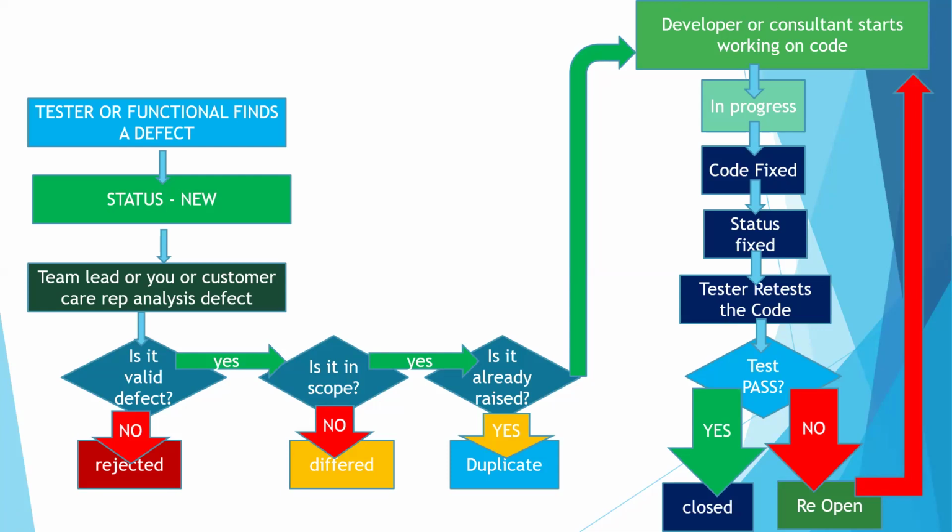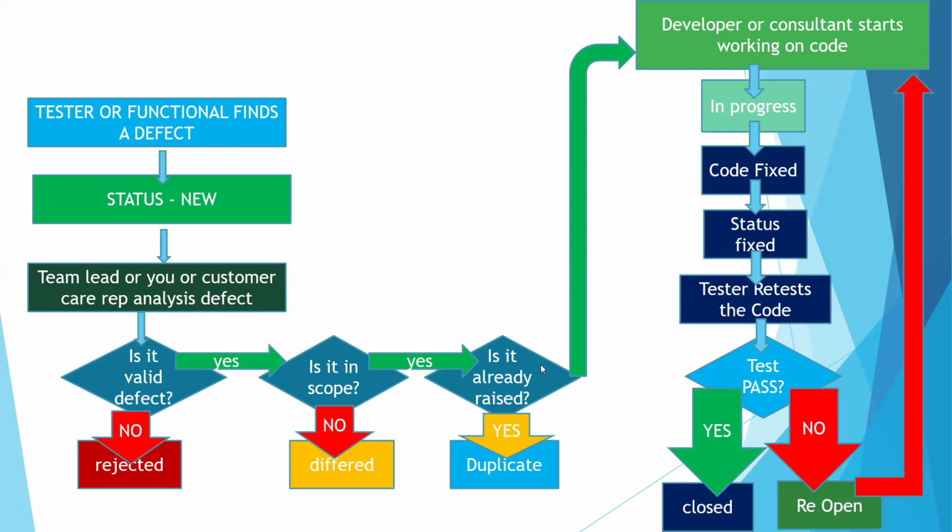If you don't understand, let me know. It is very simple. Once a defect is open, the initial status is new. After that, your team lead or you or the customer will analyze this particular defect, whether it belongs to me or someone else, and whether it is a correct, valid defect or not. If it is not valid, it will be rejected. If it is out of scope, a future scope, it will be deferred. If it is already raised by some other person, or the same person, it will be a duplicate.